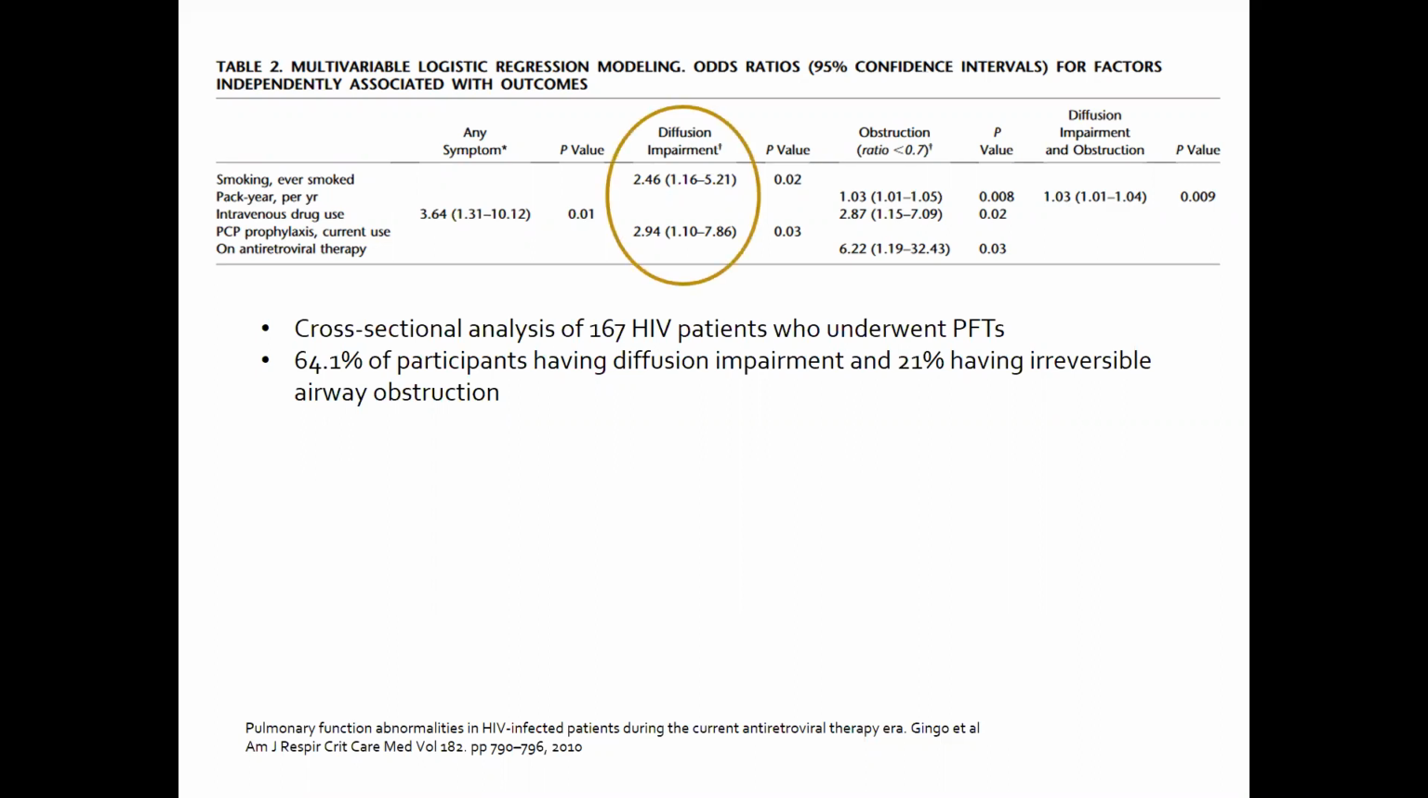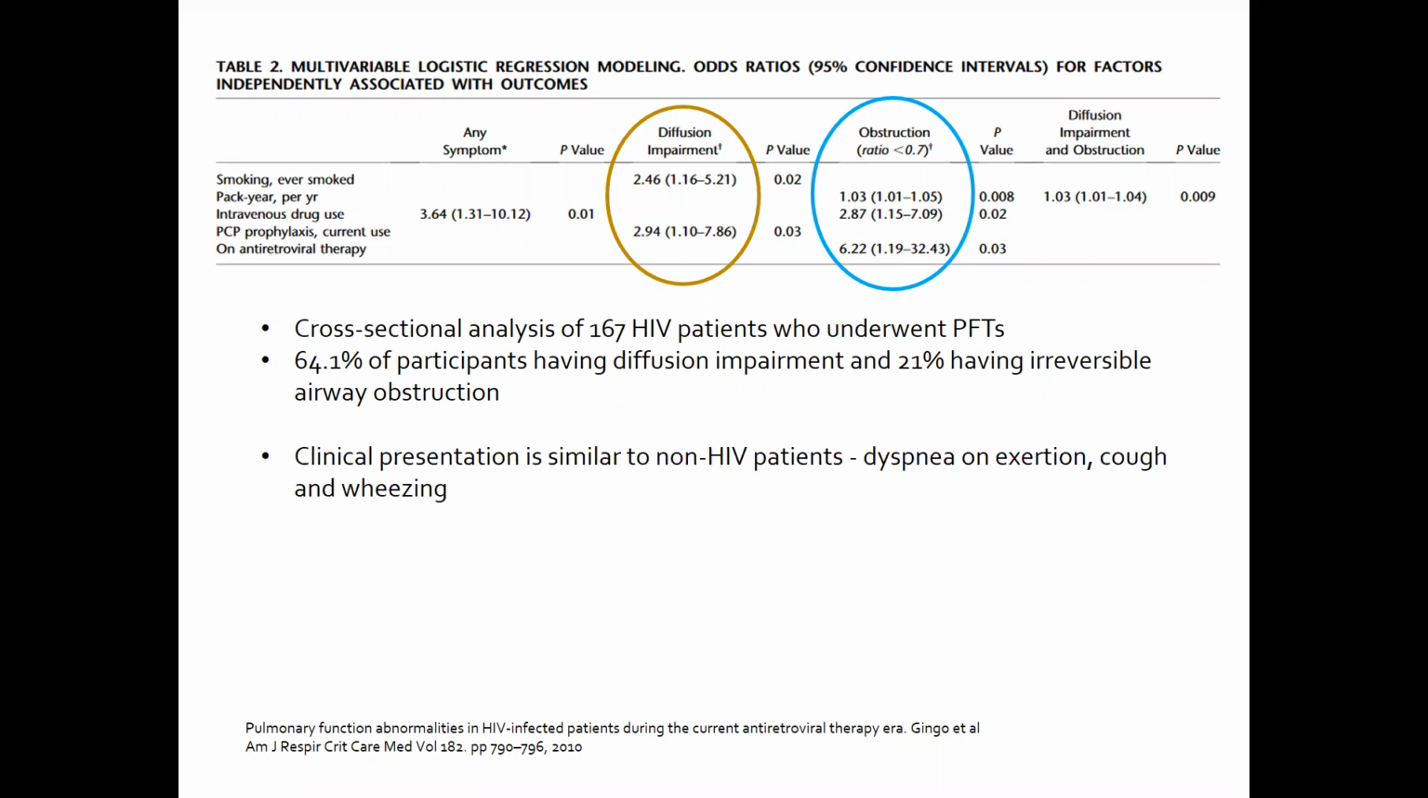And what we saw was, amongst the ones who had diffusion impairment, the factors that contributed were any history of smoking and being on PCP prophylaxis. As opposed to the ones who had obstruction, the positive factors were actually, the more the smoking pack-year history, the more risk of obstruction. IV drug abuse was also associated with increased obstruction, and patients who were on antiretroviral therapy actually had increased obstruction on PFTs. Clinical presentation is very similar to our non-HIV patients.